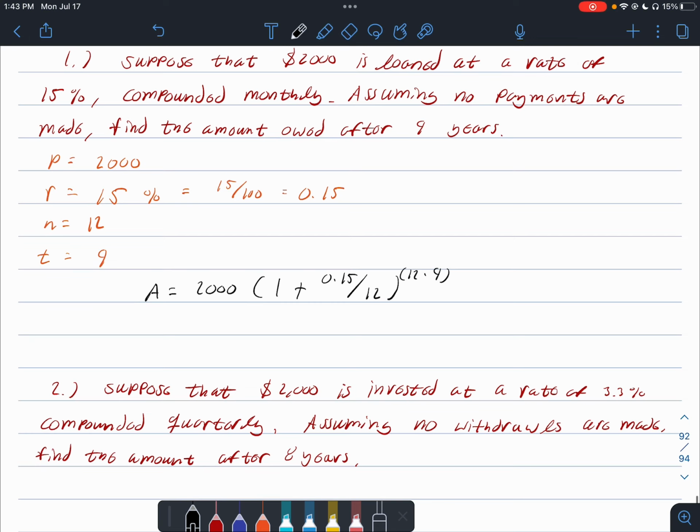Okay, so let's see what we get when we plug this into a calculator. All right, so we'll do 1 plus 0.15 divided by 12. Parentheses are your friend, by the way, when you're doing this on a calculator. So keep that in mind.